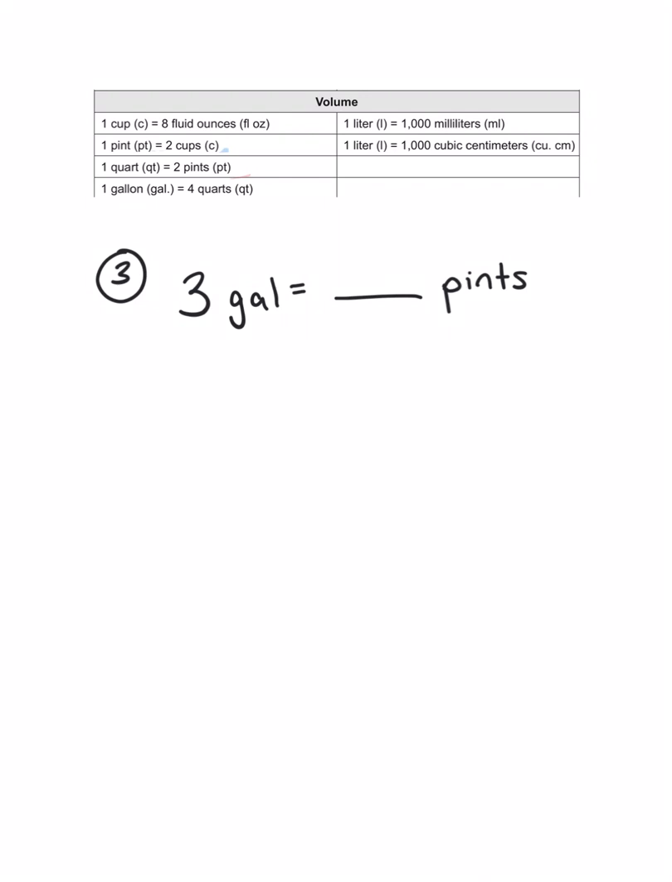Let's see, gallons to pints. So here it tells me that there are 4 quarts in a gallon, and furthermore, there are 2 pints in a quart. So this is actually going to be a 2-step operation here. If I can fit 2 pints in a quart and 4 quarts in a gallon, that tells me that a gallon is a bigger unit of measurement than either pints or quarts.